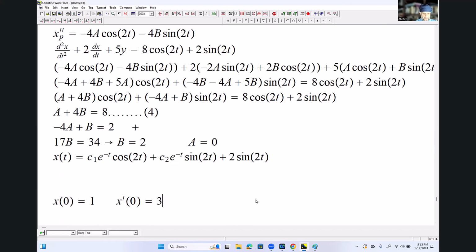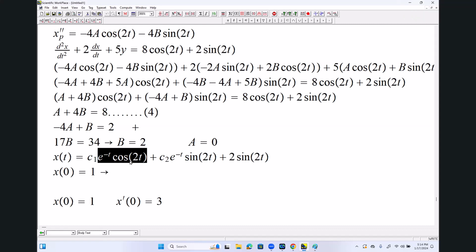Okay. So these are the initial conditions. So let's use this guy. X at 0 is how much? It's 1, right? So if I let t be 0 in here, then what will happen? This portion will become a 1, right? Am I clear?